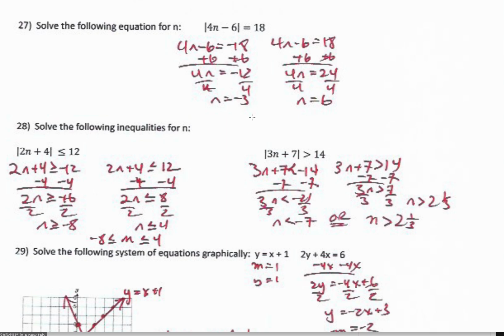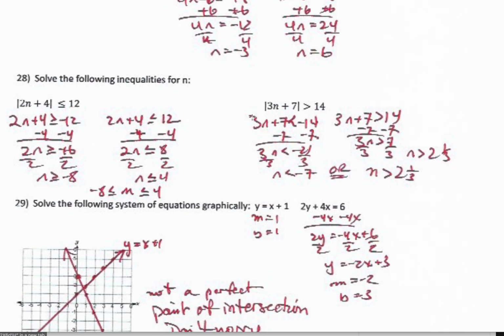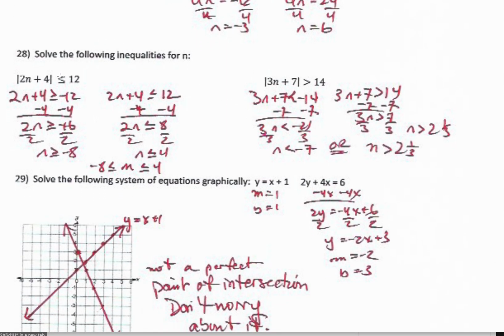Now, absolute value inequalities, like in number 8, are a little bit more complicated. See, if you are less than or equal to 12 units away from 0, that means you could be less than or equal to 12 on the positive side, but you could be greater than or equal to negative 12 on the negative side. So just like whenever we multiply or divide by a negative, we switch the sign from less than to greater than. Since I'm negating the 12 here, I'm also going to negate the symbol and make it greater than. Solving each of them, minusing 4, dividing by 2, I get n is greater than or equal to negative 8. Minusing 4, dividing by 2, I get n is less than or equal to 4.